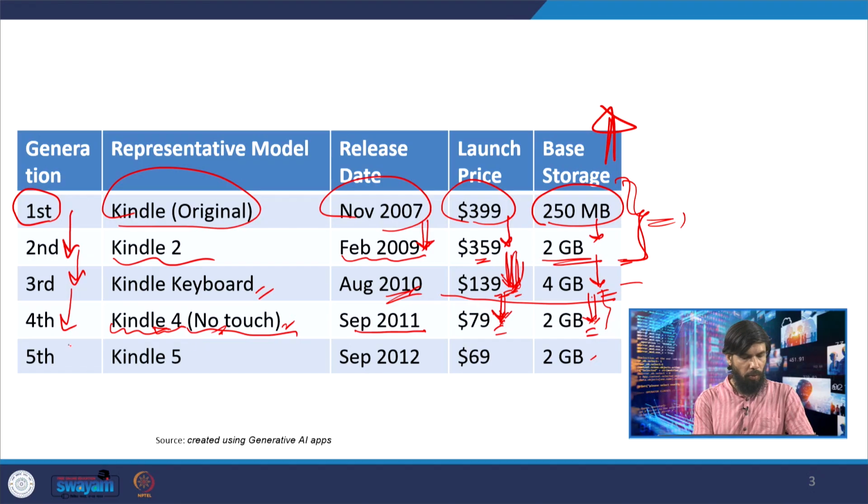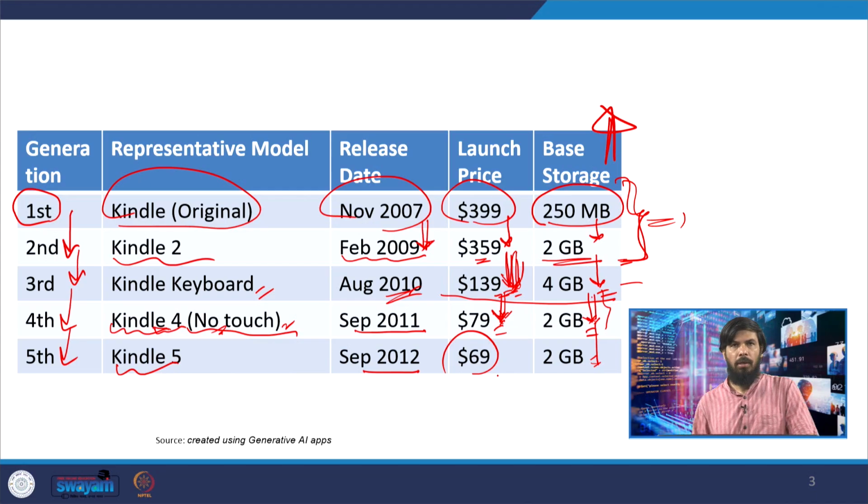Now, as we move from 4th generation to 5th generation, that is Kindle 5, this got released in 2012 and the price was 69 USD. So, this price was 69 USD and the storage remained the same. So, you can see a further drop.